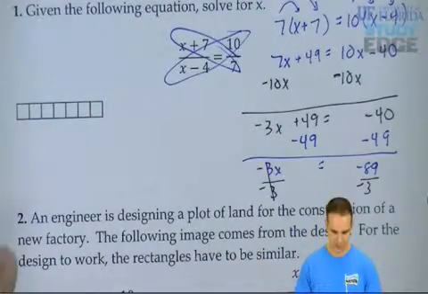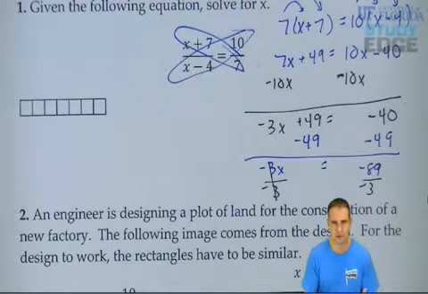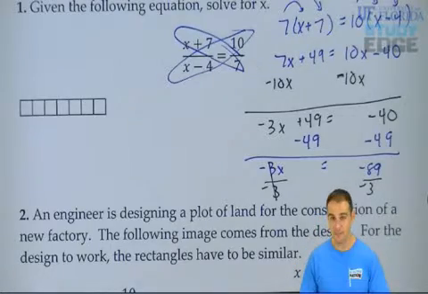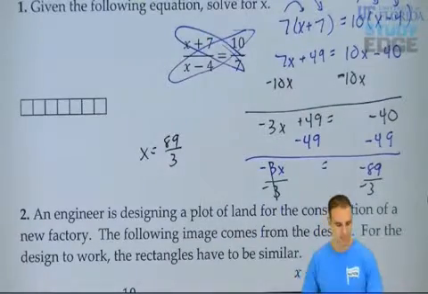Now let me ask you this, because we have to put this in the grid. Can I put negative 89 divided by negative 3? No, it has to be the most simplified form. A negative divided by a negative would be positive. You'd have x equals 89 divided by 3.